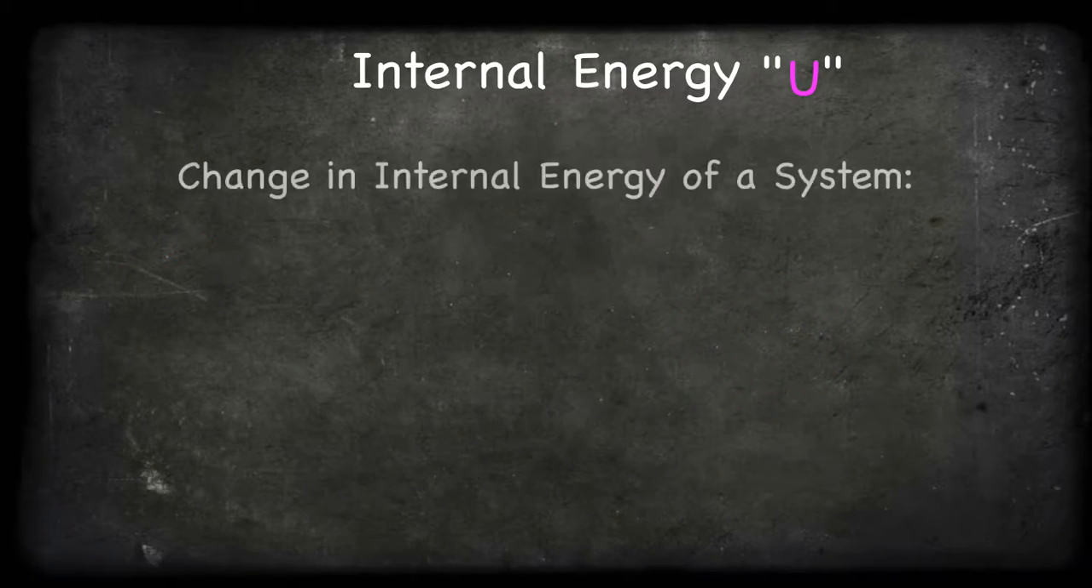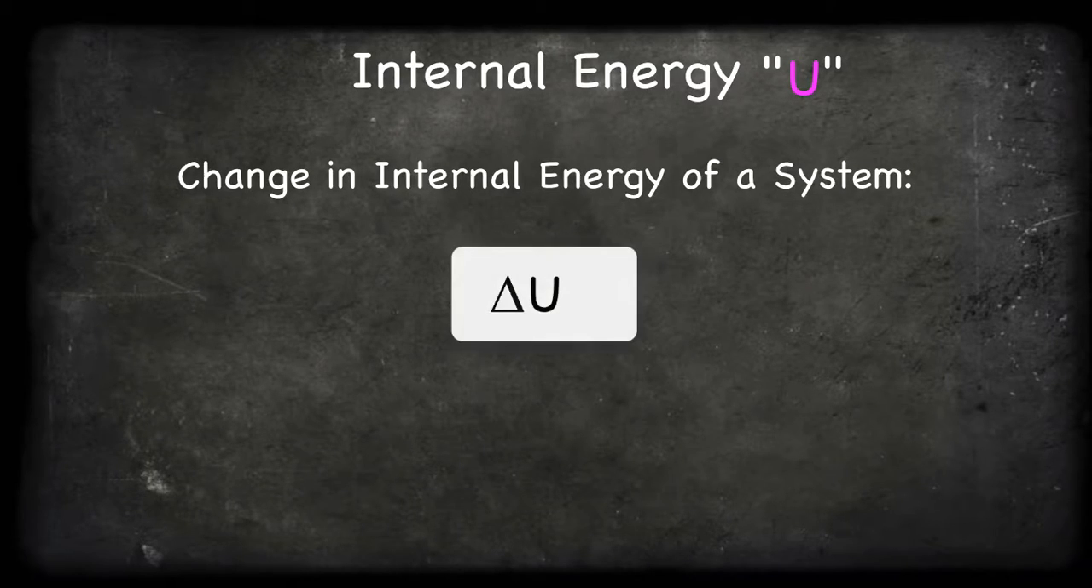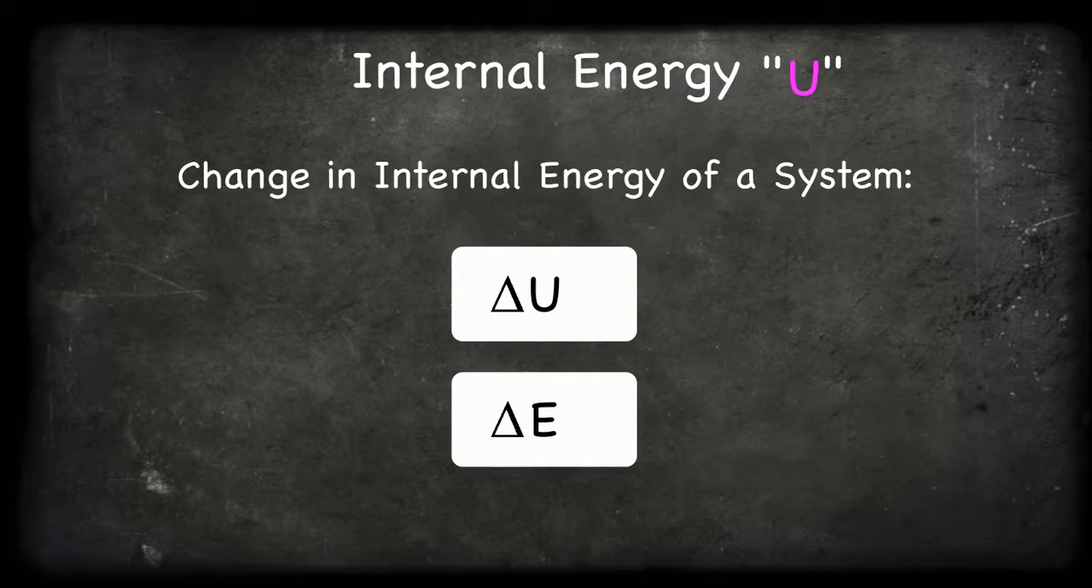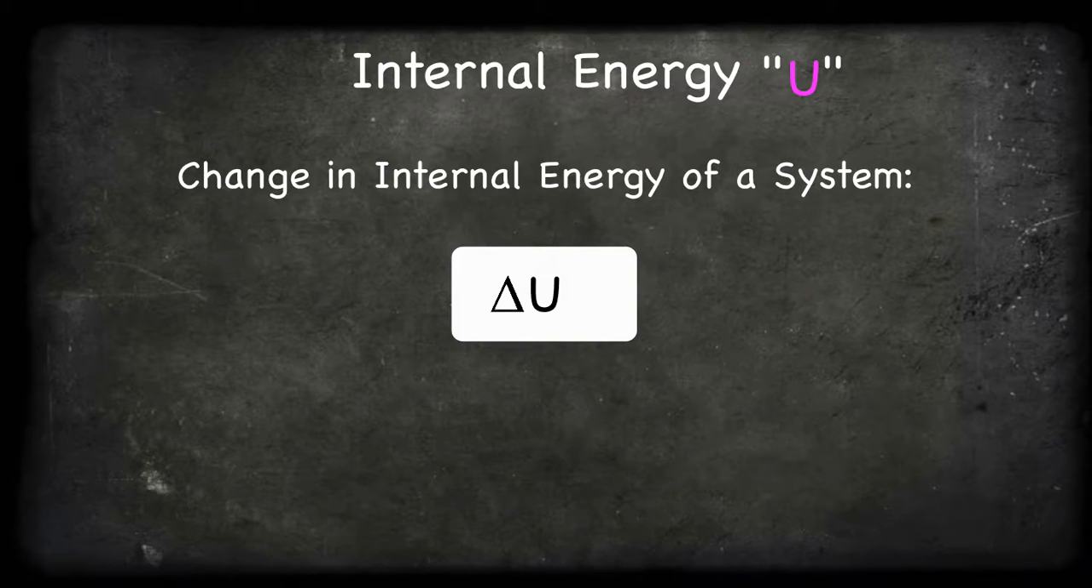The change in internal energy of a system is represented in many textbooks by delta U, or I have also seen it as delta E. For our purposes, we're going to use delta U to represent the internal energy of a system.